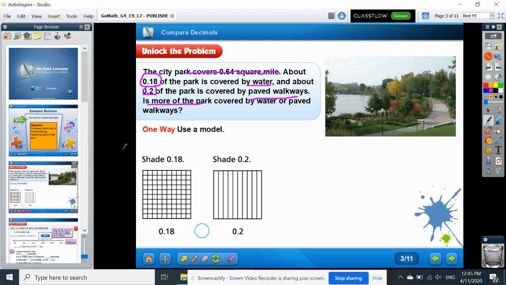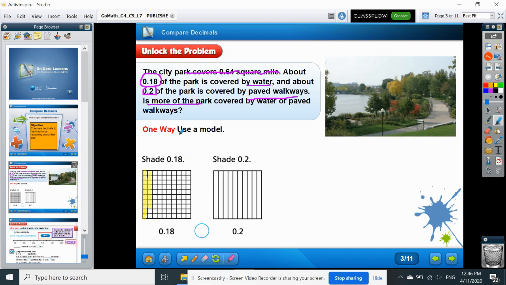So now let's start. First, we can use models to compare the decimals. We know that 18 hundredths of the park is covered by water. How can we shade this model to show 18 hundredths? How many small squares do we need to shade? We need to shade 18 small squares. Each column has 10 squares, so 10, 11, 12, 13, 14, 15, 16, 17, 18. In this way, we are shading 18 hundredths.